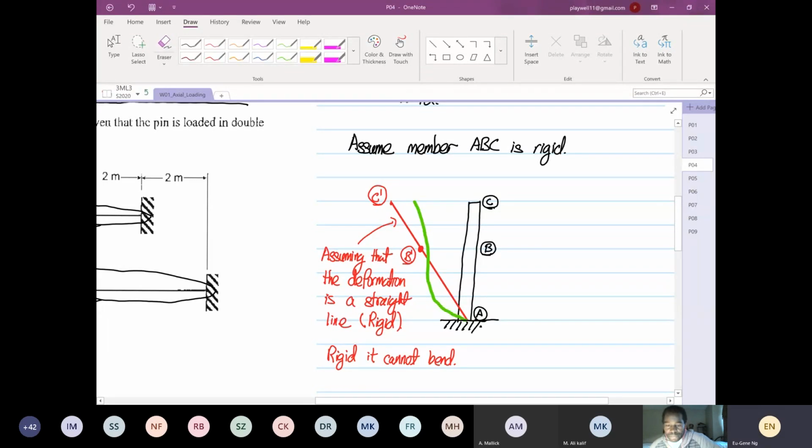So anyway, this is the actual deformation.